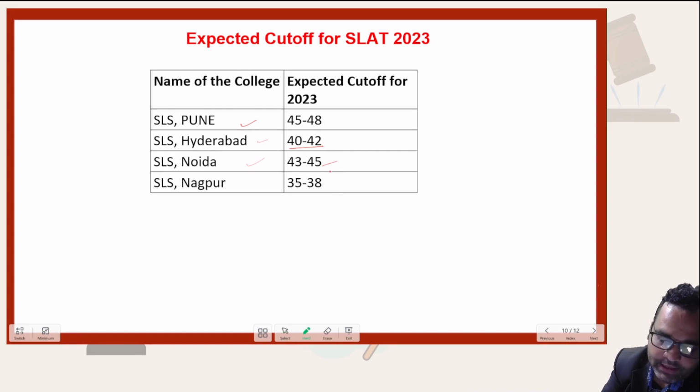Now taking the top college, SLS Pune, at 45 to 48, we can consider that 50 plus is a good score to secure admission in SLS. If you have a 50 plus score out of 60, you have a very good chance to get SLS Pune. So out of 60, make sure that you get 50 plus, or at least 50, to reserve your seat in SLS Pune. If it is between 45 to 50, you can have colleges like SLS Pune.